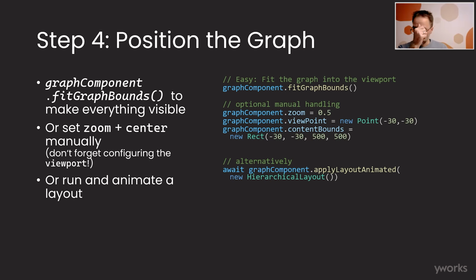And also, if you go the manual way, only then you should not forget to specify the bounds of the contents, so that when there are scroll bars, they know how far they should be going, how far the user should be able to drag or pan around. Alternatively, if you don't have any coordinates assigned previously, you can just apply an automatic layout, like in the last example over here, and this will automatically morph the animation and center the graph in the center of the screen of the component by default.